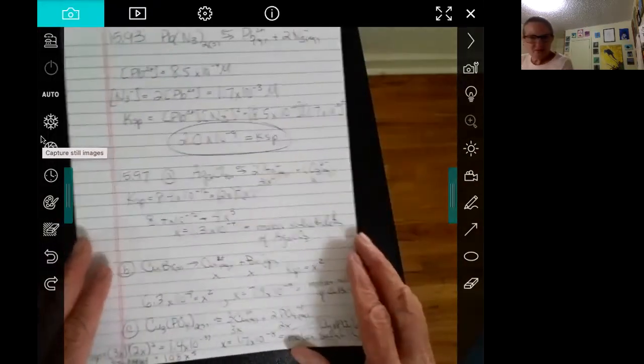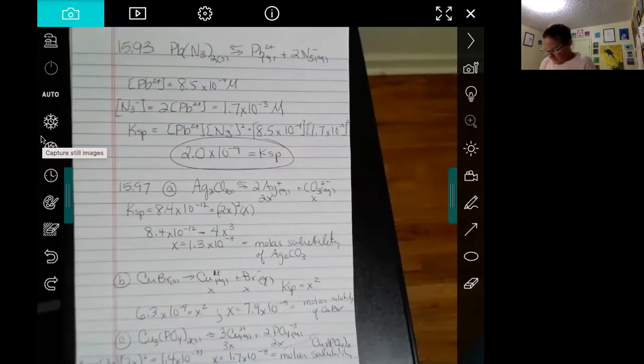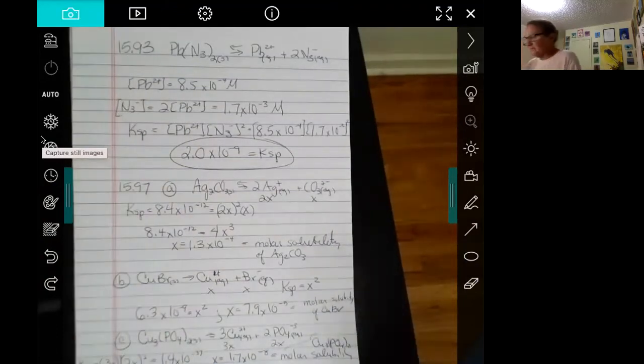So 93, let's read that one. We're moving from acid equilibrium to solubility equilibrium. And 93 says, if a saturated aqueous solution of the shock-sensitive compound lead-2-azide has a lead concentration of 8.5 times 10 to the minus 4, what's the value of KSP? So have your book there so you can refer to that.